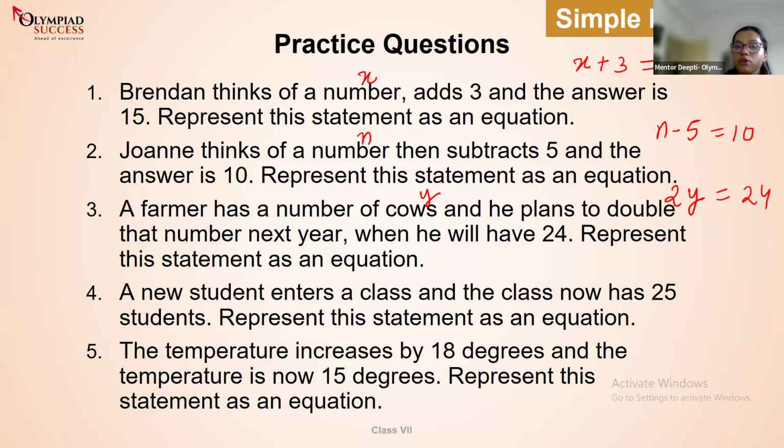And question number 4: a new student enters a class and the class now has 25 students. Represent this statement as an equation. Question number 4 and question number 5.